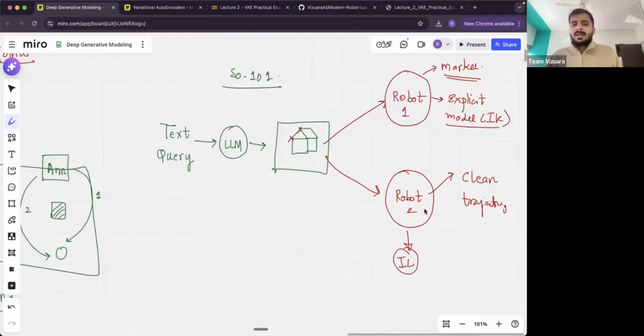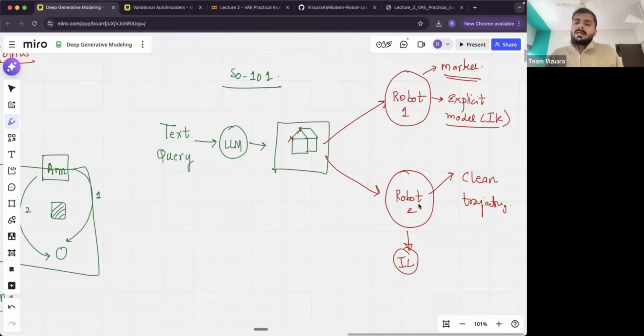So during testing, what happens is that, let's say I give a text query which is draw a circle. The LLM goes ahead and draws a circle, or the LLM predicts the coordinates of the circle. Robot 1 uses inverse kinematics to understand how the joint angles should move to draw this circle. Then robot 2 comes into the picture. Robot 2 is already trained using imitation learning. It is trained using a probabilistic model. We don't use a point estimate model over here.